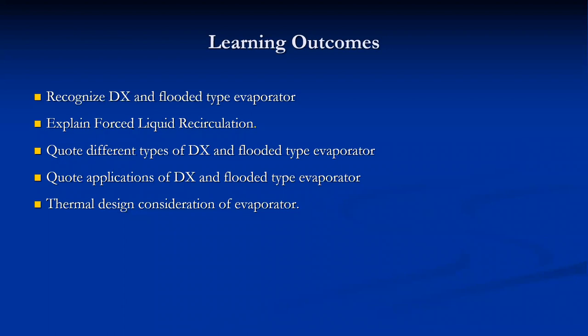So in this topic, we have covered the different aspects of evaporators, types of evaporators, and how to recognize DX and flooded type evaporators. Then we have also explained what forced liquid recirculation or a pump circulation system is. This pump circulation system is especially used for large installations. It is a substitute to the flooded evaporator. When the flooded evaporator causes maintenance problems, or if in a flooded evaporator there is a problem of oil return, then generally pump circulation is used with an additional pump. That we have discussed.